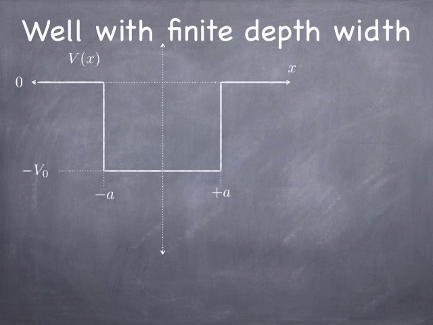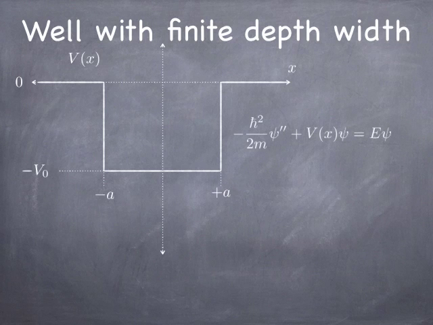Also, the well has a width of 2a, and we denote that by having the right-hand edge of the well at plus a, and the left-hand edge of the well at minus a. This gives us a symmetric potential, and one of the consequences of being symmetric is that the wave function has to be either symmetric or anti-symmetric.